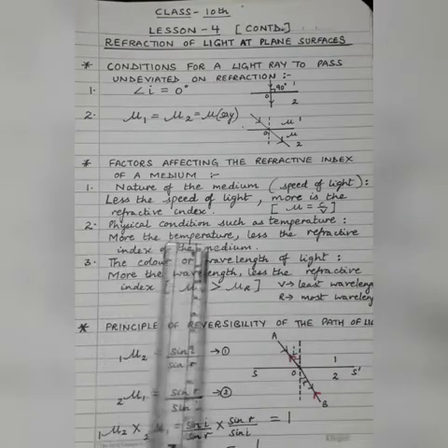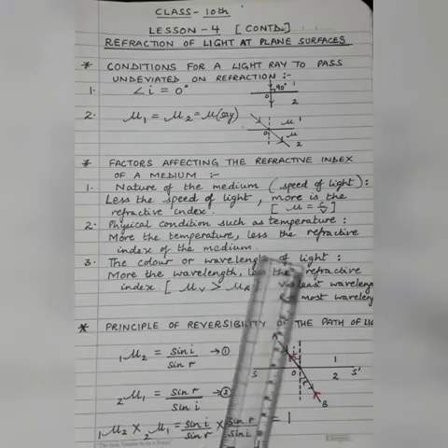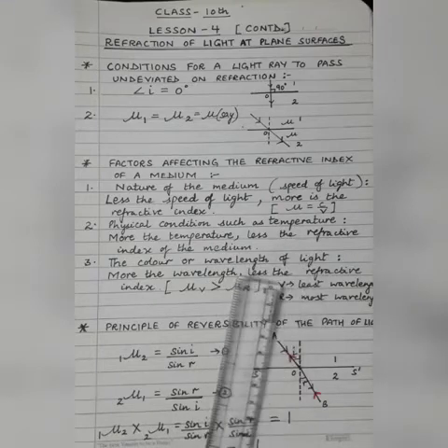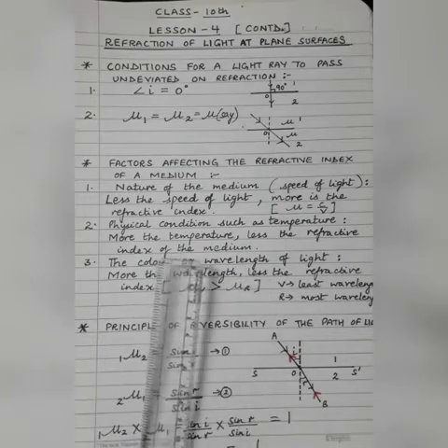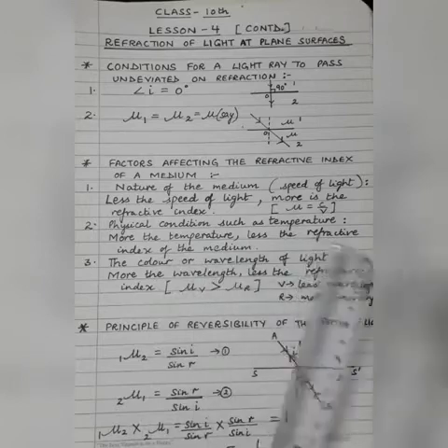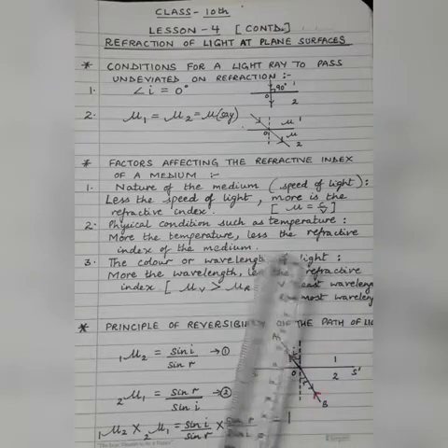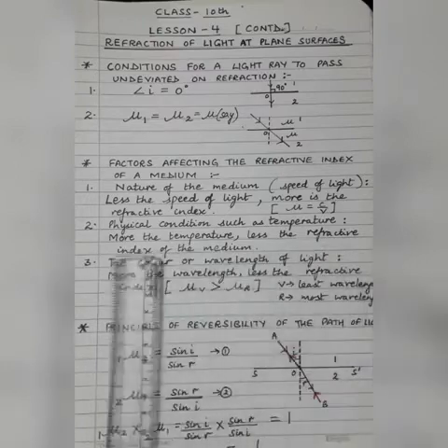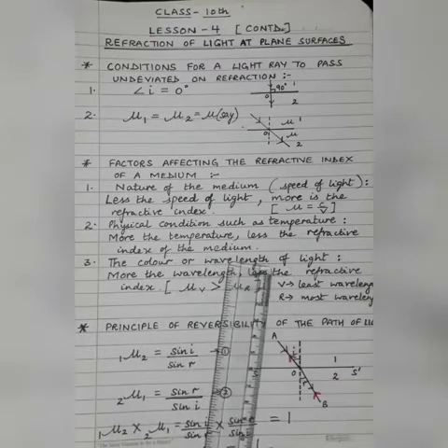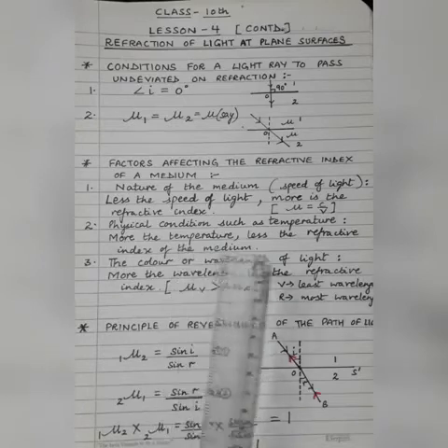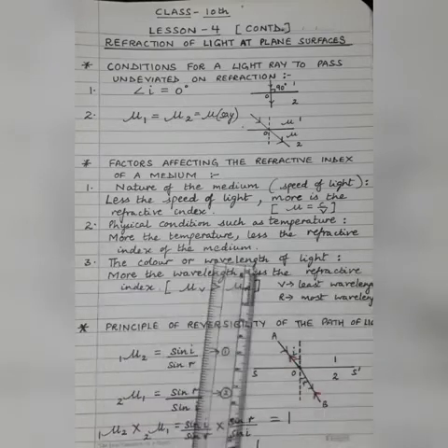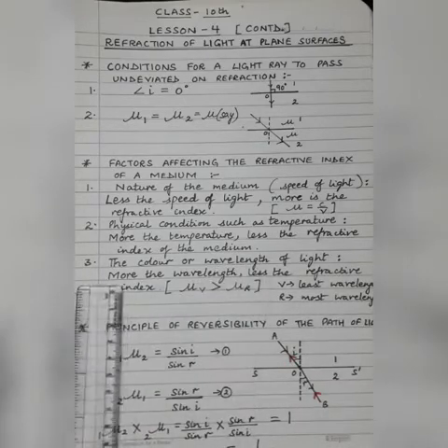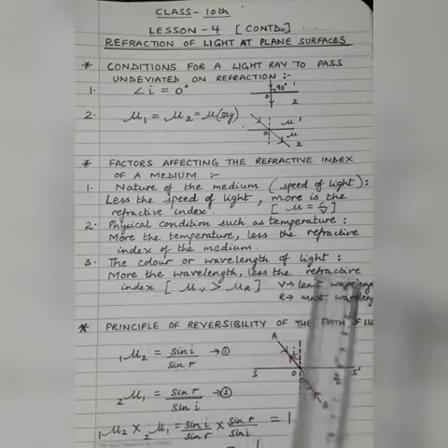The second factor is the physical conditions such as temperature. With the increase in temperature, the speed of light in the medium increases, so the refractive index of the medium decreases. Thus, more the temperature, less the refractive index of the medium, and less the temperature, more the refractive index of the medium. And the third factor is the color or wavelength of light.